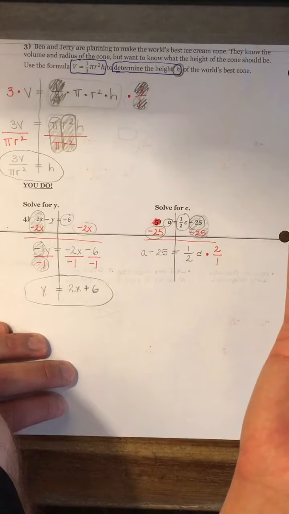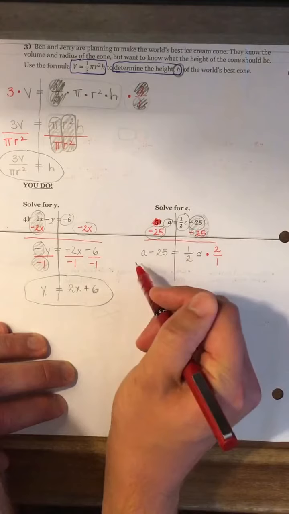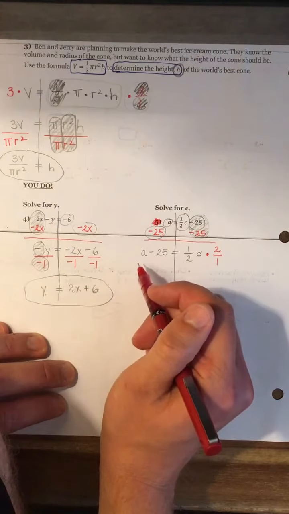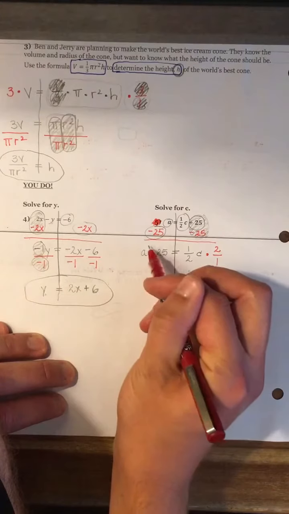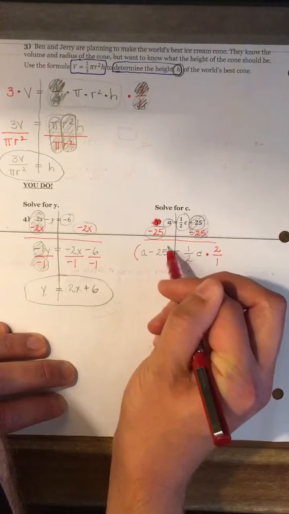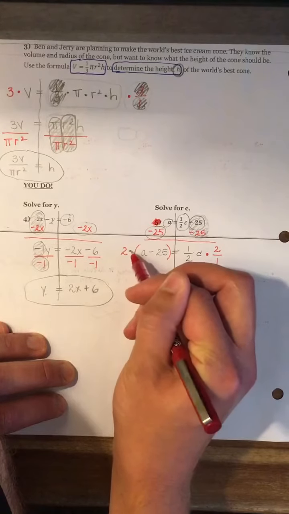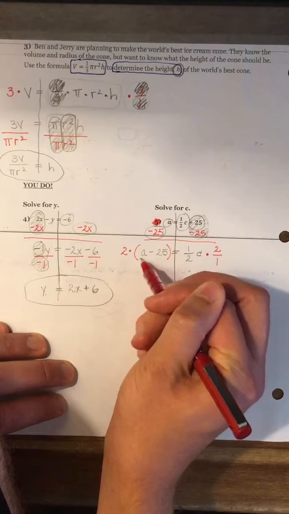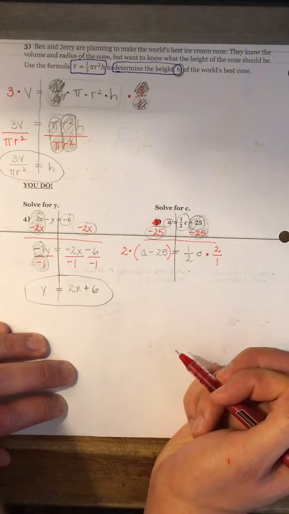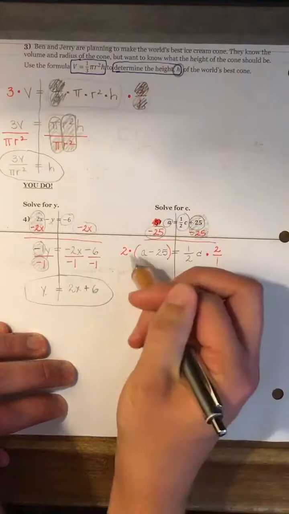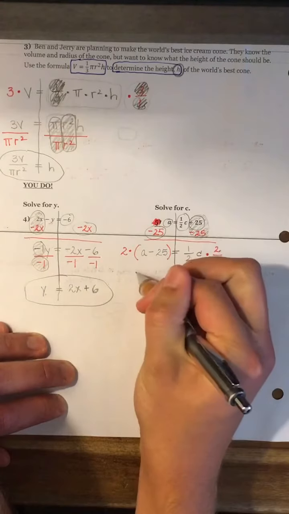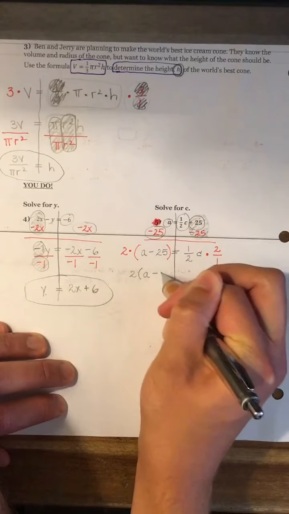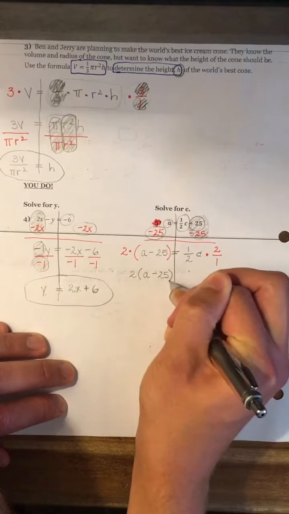Well, I have to do the exact same thing on the other side, the left-hand side, but be very careful. I'm multiplying everything on the left-hand side by 2. So all of this stuff, a minus 25, is being multiplied by 2. That's why I throw it in parentheses to emphasize that this 2 is being distributed or multiplying both of those terms. So on the left-hand side, I have 2 multiplying my a and multiplying this minus 25. That's why it's in parentheses.